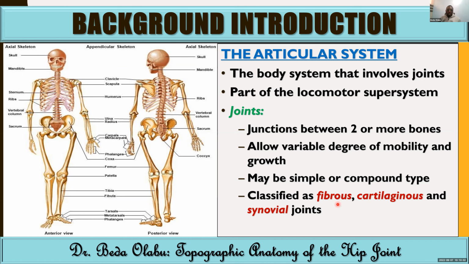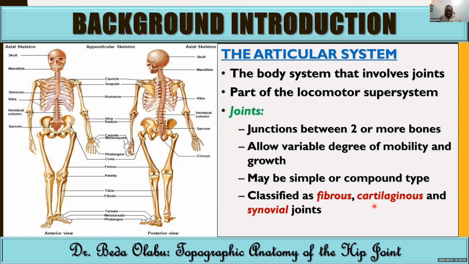There are different types of joints. We have fibrous joints, where the bones are joined by fibrous connective tissue, and these could be different varieties, such as gomphoses and syndesmosis. Then we have cartilaginous joints, where the two articulating bones are linked by cartilage. We can have primary cartilaginous joint, which we call synchondrosis, and secondary cartilaginous joints, which we call symphysial joints.